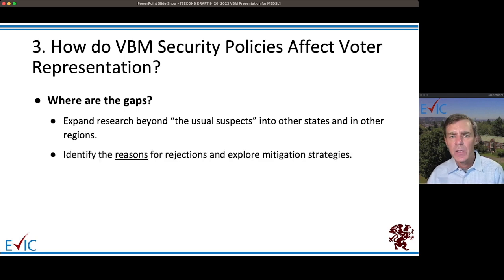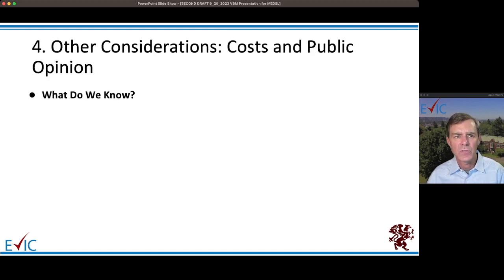to other states. We need to identify the reasons, and what we mean here is the bureaucratic, administrative reasons, not just what's reported, but is there something else going on? Because it's hard to come up with good mitigation strategies if we don't know what the real reason was for these higher or lower rates.